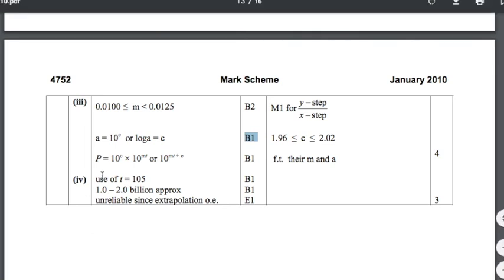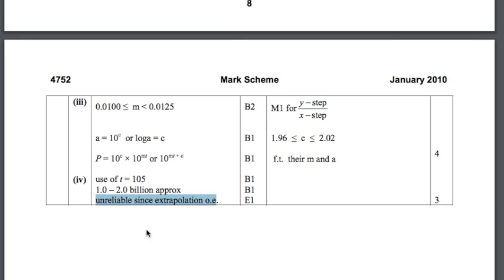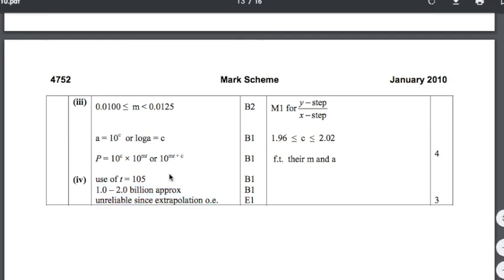And the main thing we've got to spot is, because we're extrapolating very far from our data, it's always going to be unreliable. So essentially, if you're interpolating, which means looking at stuff within your results, so if they asked us about, I don't know, the number of people in 1972, we've got data for those date ranges, but 2050 we don't. So in fact there you're allowed anything from 1 to 2 billion approximately, as long as you're using t equals 105.